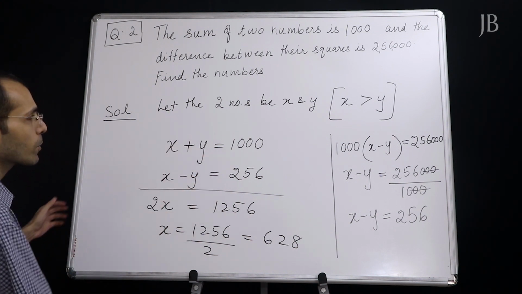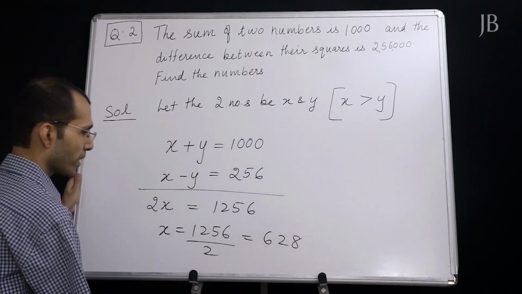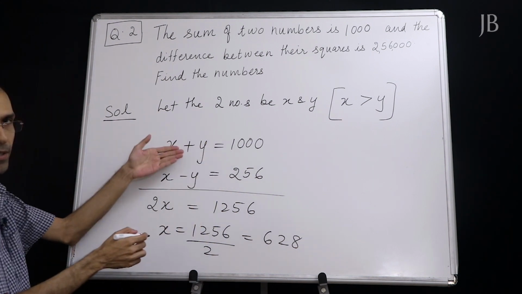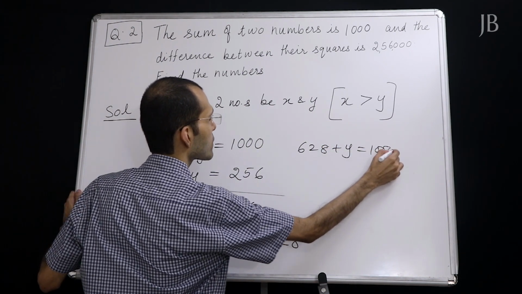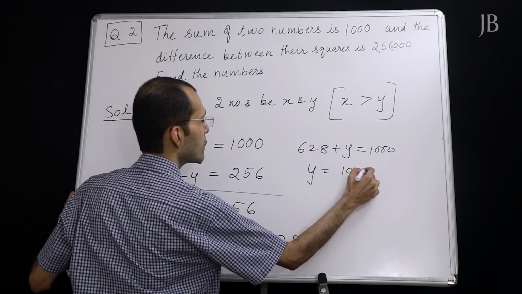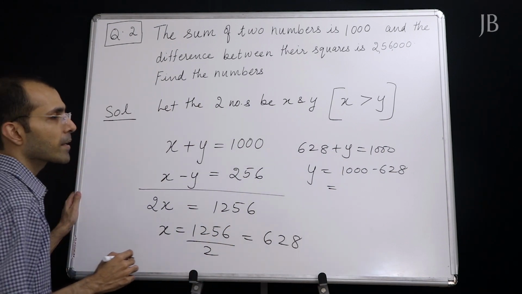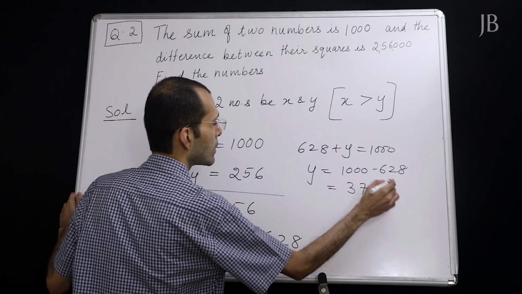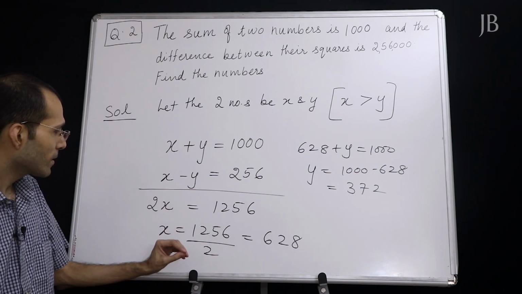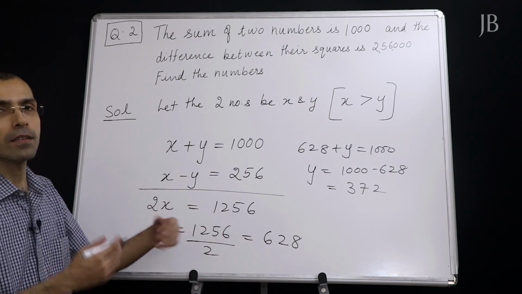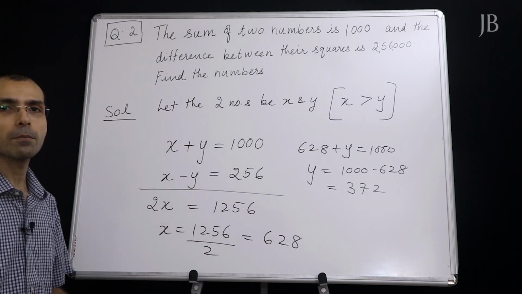But then wait, you want to find the numbers, na? So x we have, now y we require. So x is 628. Now you put it in this equation. 628 plus y is equaling 1000. So y will be 1000 minus 628. How much will this turn out to be? 372. So x is done, y is done. Therefore, the two numbers are 628 and 372. You like this sum? This completes your question number 2.